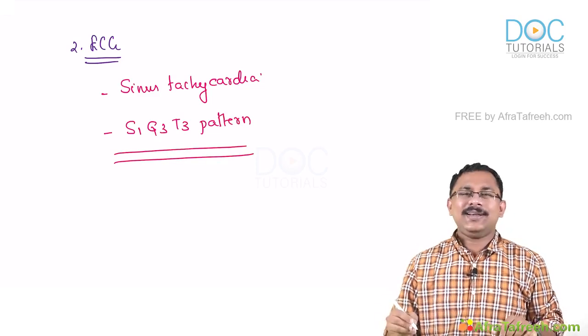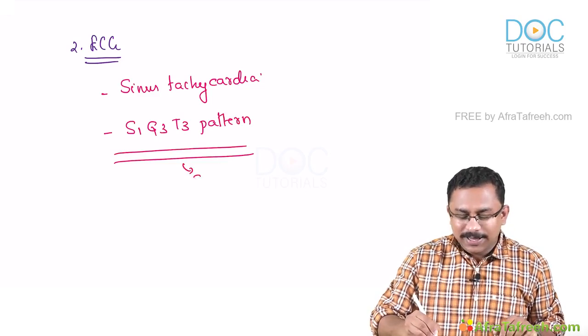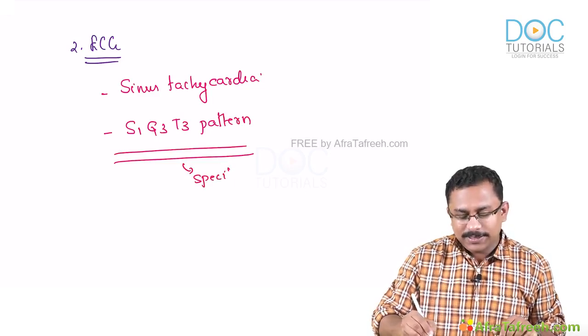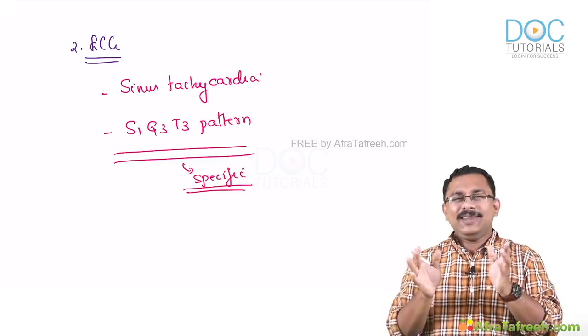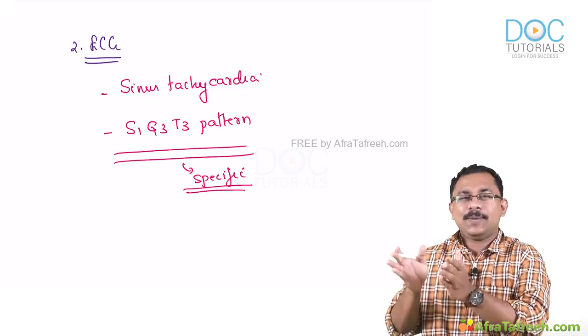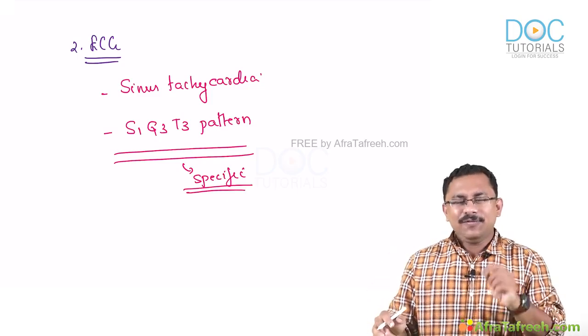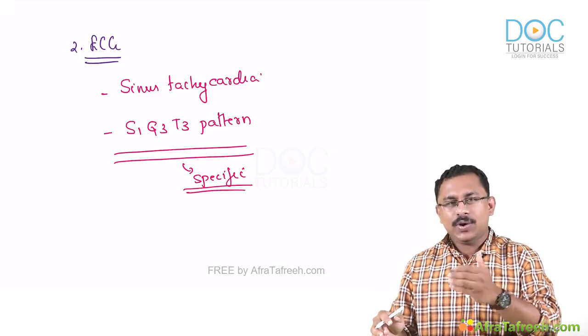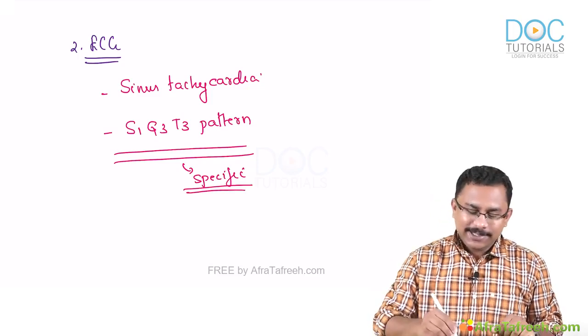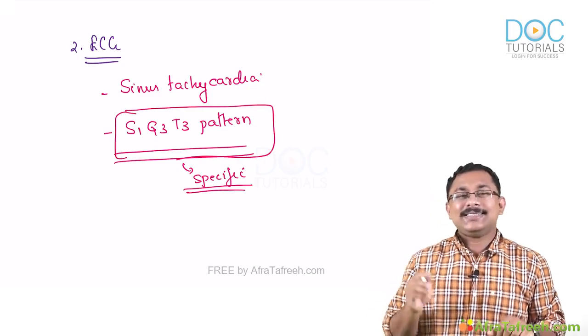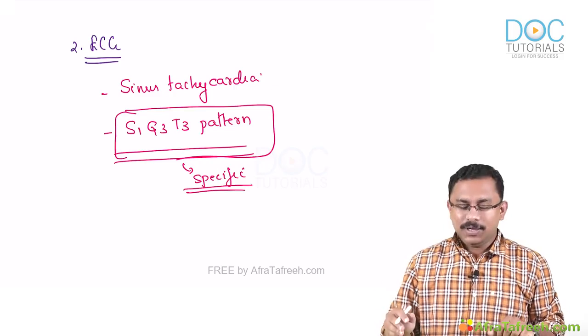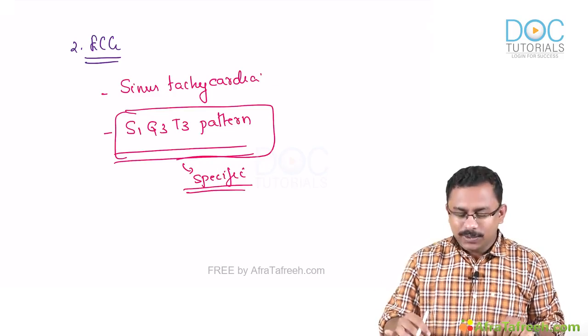This S1Q3T3 pattern is a relatively specific pattern, because it is almost a finding which you commonly associate with pulmonary embolism. If in your exam they give a clinical scenario and you are able to pick this S1Q3T3 pattern, that is likely to be a pulmonary embolism. So what is this S1Q3T3 pattern?